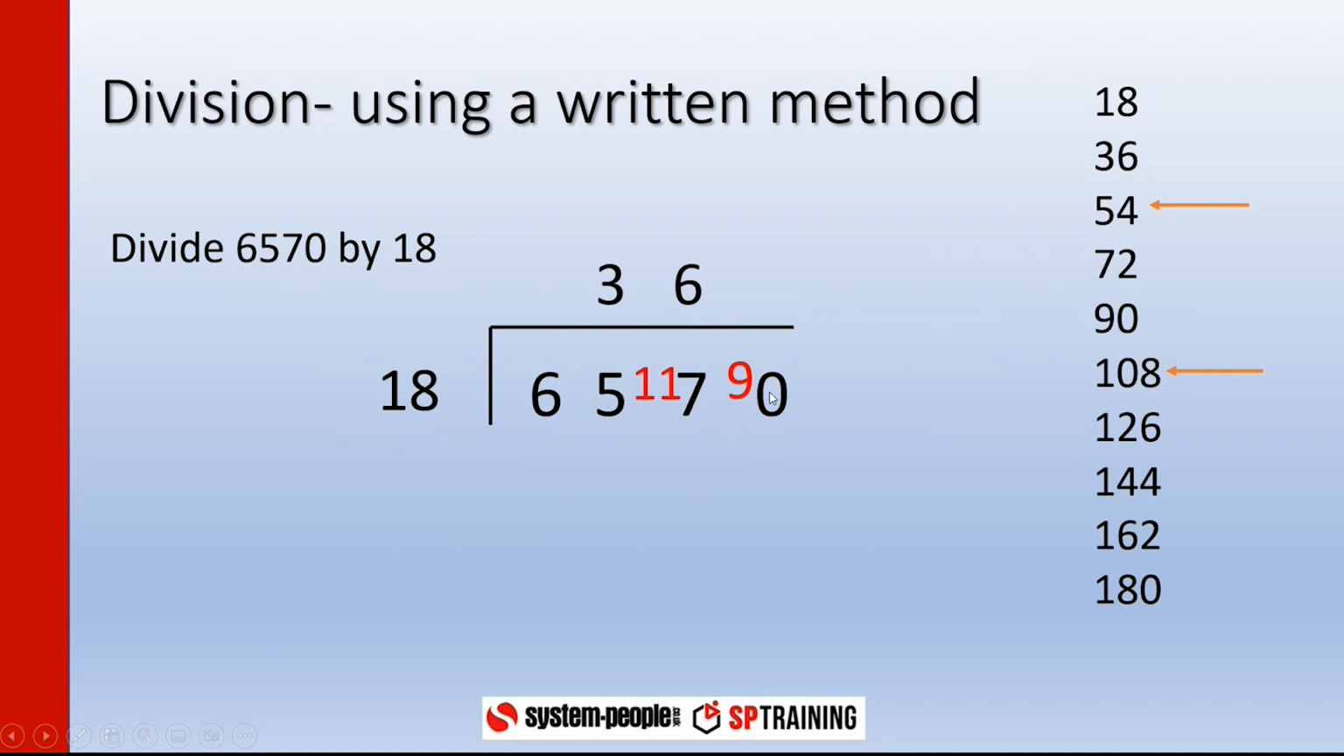And then we're looking at 90 divided by 18. And we look down the list and there's our 90. It's 1, 2, 3, 4, 5 lots of 18. So if we divide 6,570 by 18, we get 365.